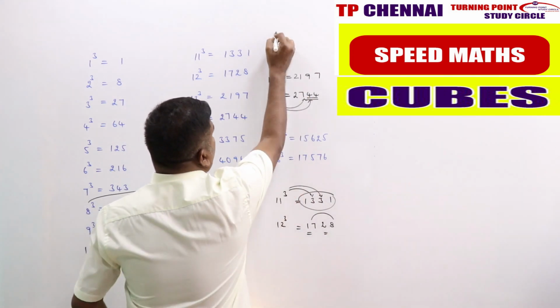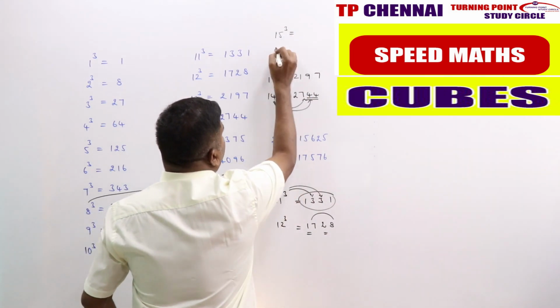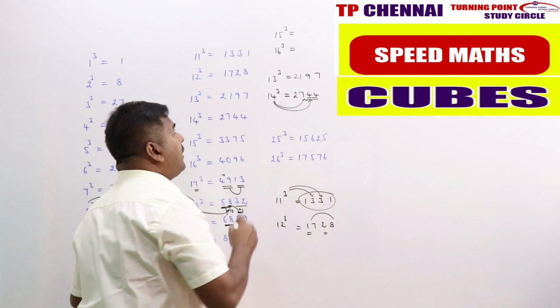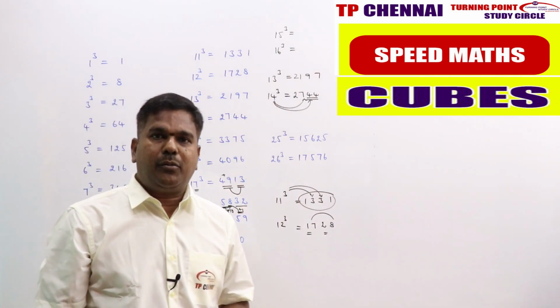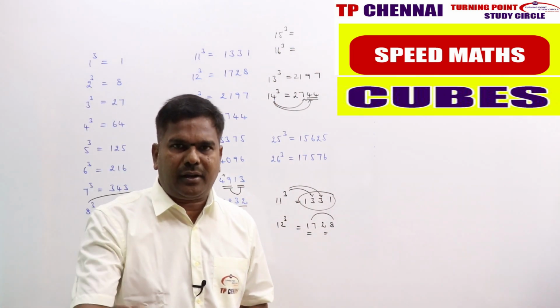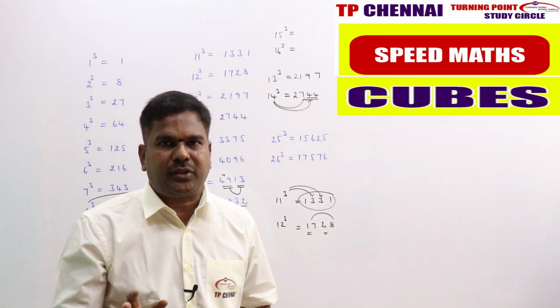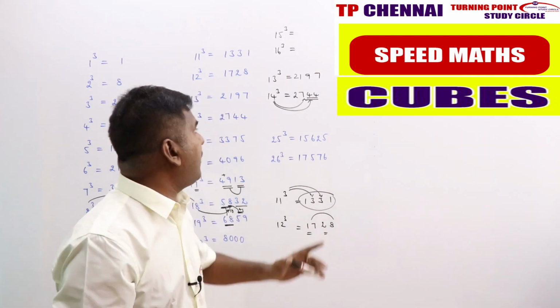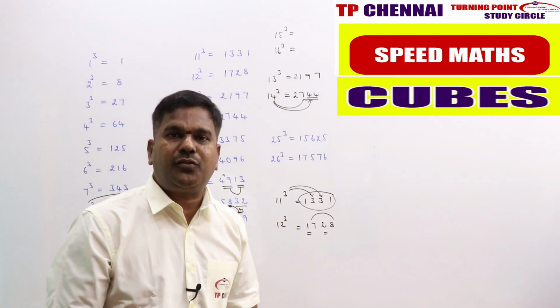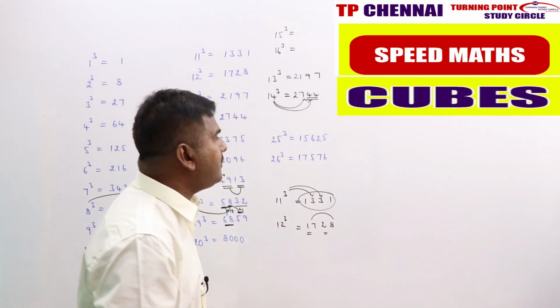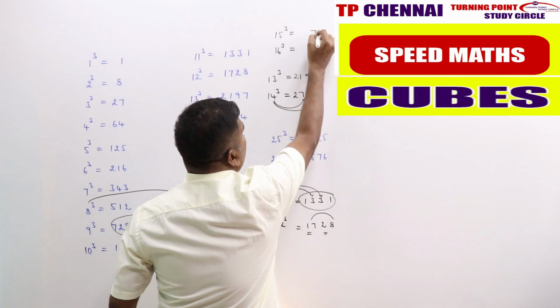15 cube and 16 cube. You need to remember tables. Tables up to 20 are very important. In my previous sessions also I told you they must be at your fingertips always. So how can you remember? 15 5s are how much? 75, right? So 15 5s are 75 as the last 2 digits.